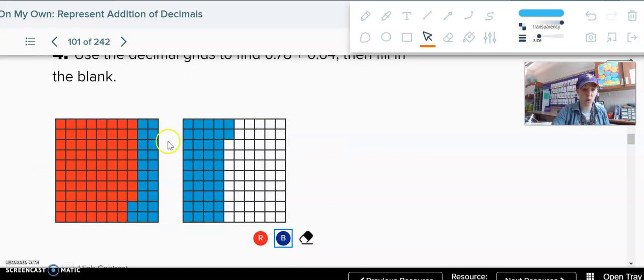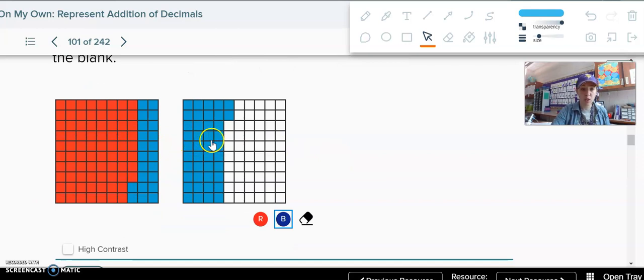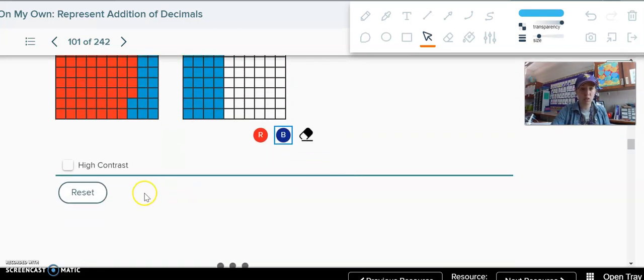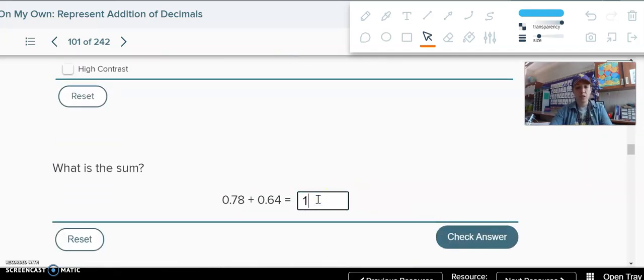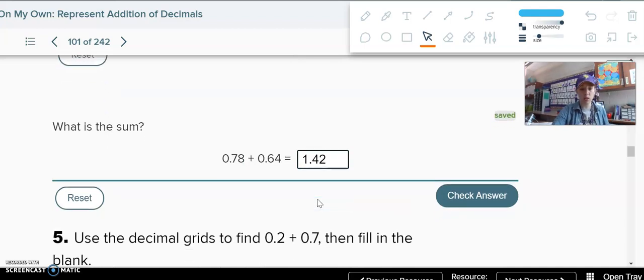So I have 1 whole. I have 4 rows, which is 40, and then 2. So I'd have 1 and 42/100ths.